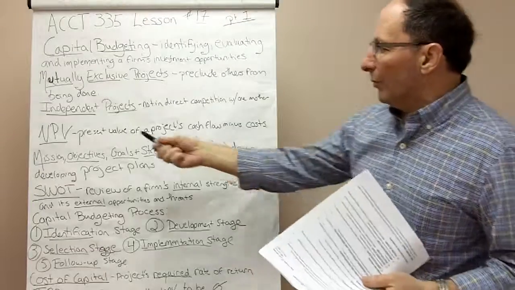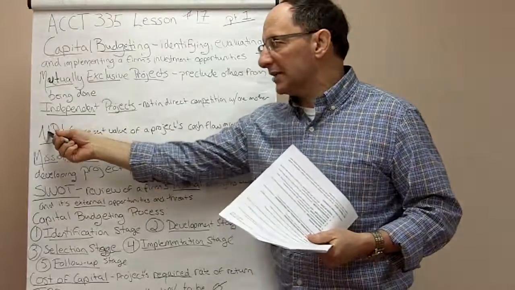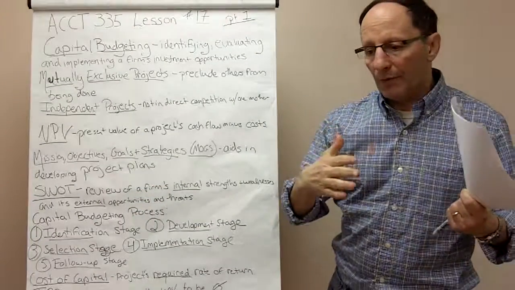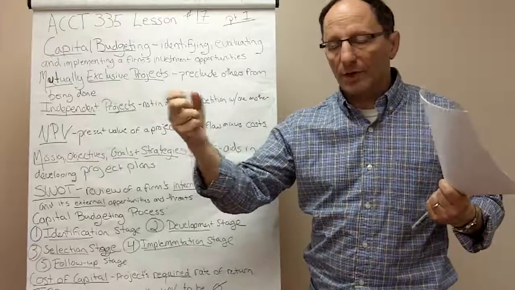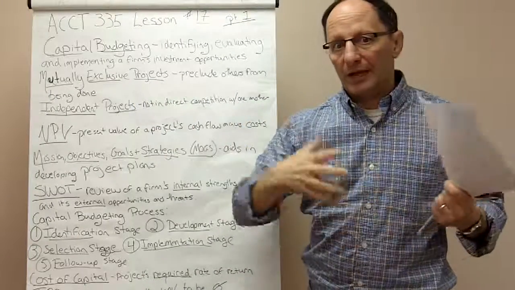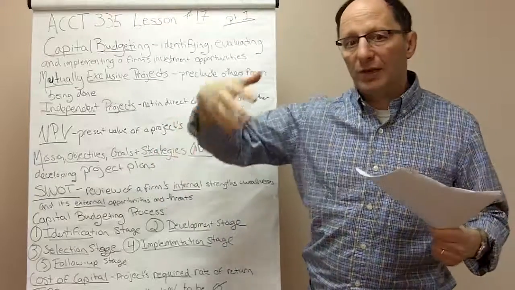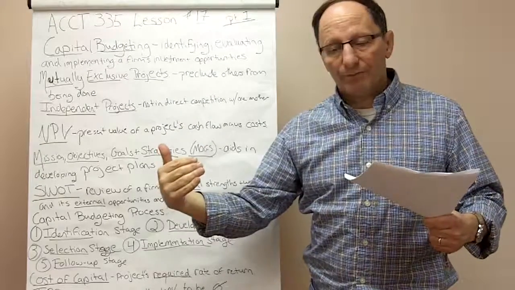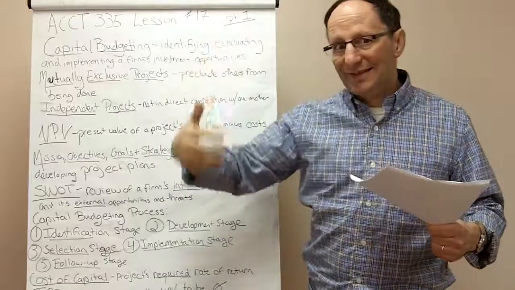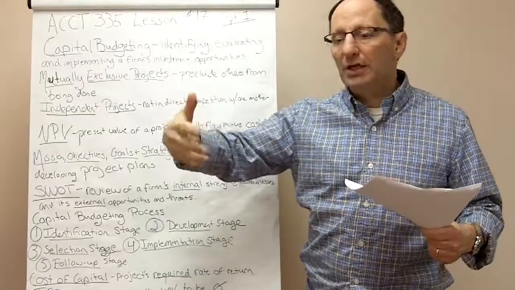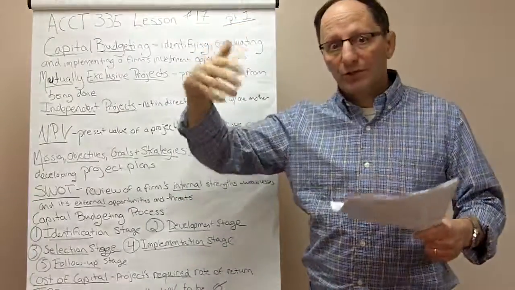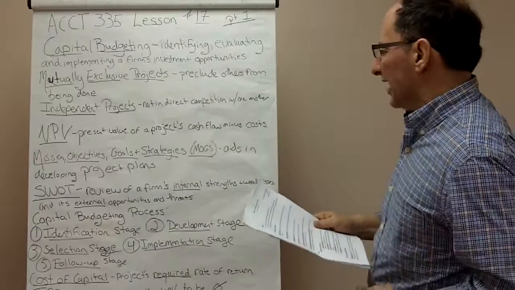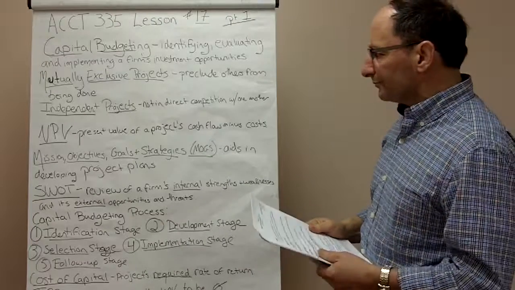Now, when we talk about NPV, net present value, that means we have inflows that we are going to calculate the present value of. And then we have outflows that we want to calculate the present value of. Obviously you want the inflow present value number to be greater than the outflow present value number. The difference between those two is the net. You want that number to be on the positive side. You want to have more inflows than outflows. It is the present value of a capital project's cash flows minus its costs.